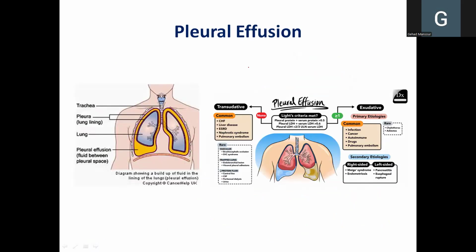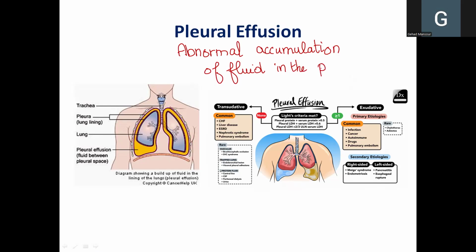Now, as we said before, there is a minimal amount of fluid between the two pleural layers, but if there is an abnormal accumulation of pleural fluid in the pleural space, then this is called pleural effusion. So usually there is a minimal amount of fluid, but if there is abnormal accumulation of fluid in the pleural space, this is called pleural effusion.